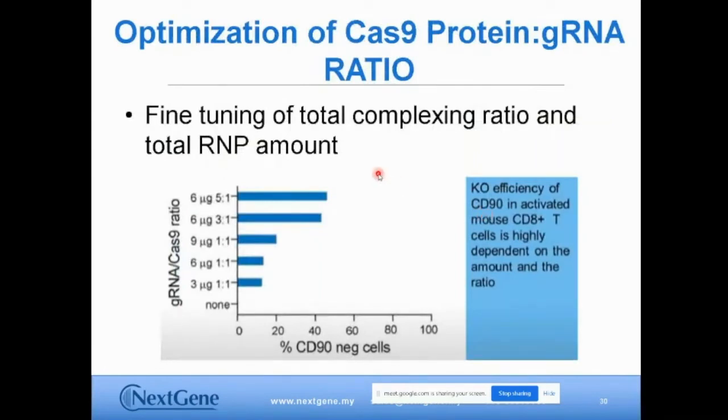The next crucial thing is the Cas9 protein and guide RNA ratio. Therefore, it's important to optimize the ratio between them. In their experiment, they used the ratio of 1:1 at three different total substrate concentrations, and then the ratios of 3:1 and 5:1. You can see that in their experiment and their cell type, the 5:1 ratio gives the best KO efficiency.